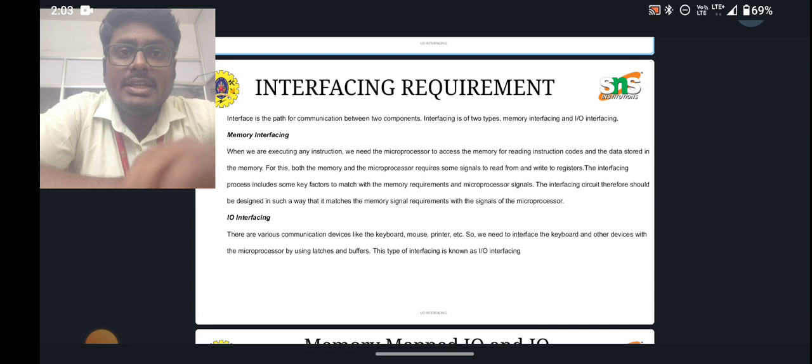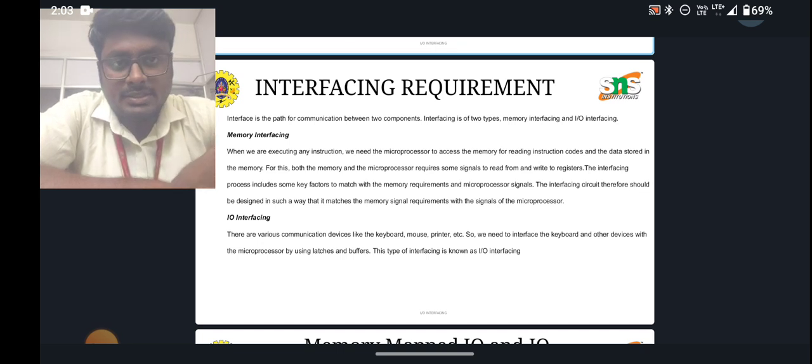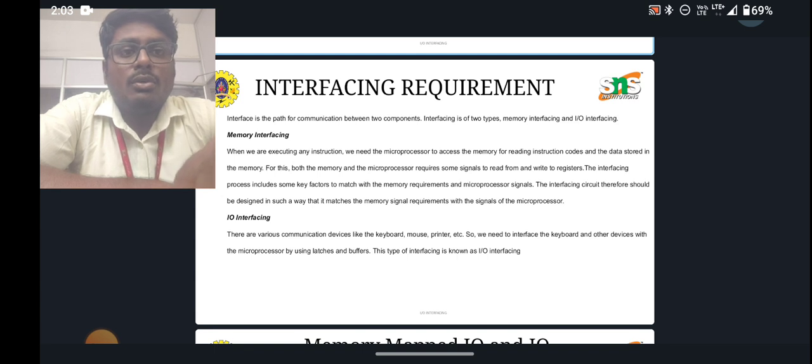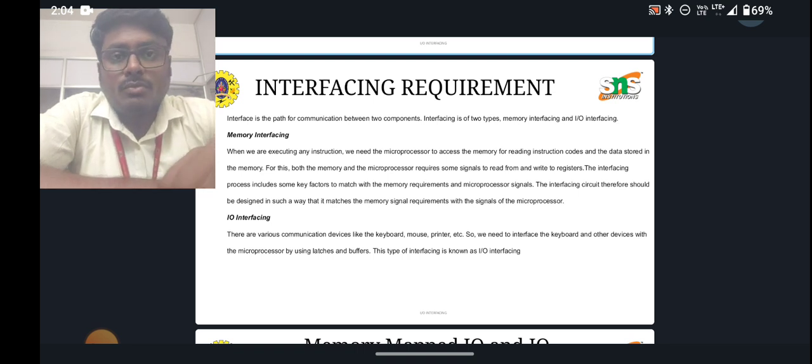And what is memory interfacing? When we are executing any instruction, we need the microprocessor to access the memory for reading instruction codes and the data stored in the memory. For this, both the memory and the microprocessor require some signals to read from and write to the register. The interfacing process includes some key factors to match the memory requirements and the microprocessor signals. The interfacing circuit therefore should be designed in such a way that it matches the memory signal requirements with the signals of the microprocessor.